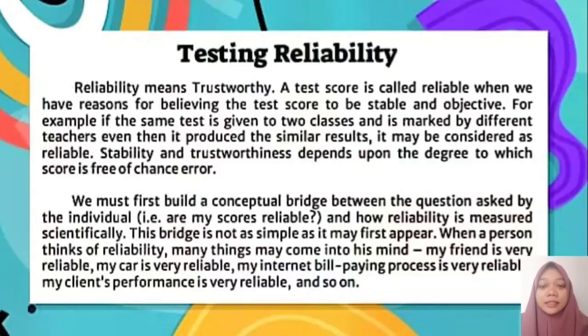Testing reliability. What does the term reliability mean? Reliability means trustworthy. A test score is called reliable when we have reason for believing the test score to be stable and objective. For example, if the same test is given to two classes and is marked by different teachers, even then it produces similar results, it may be considered reliable. Stability and trustworthiness depend upon the degree to which the score is free of chance error.